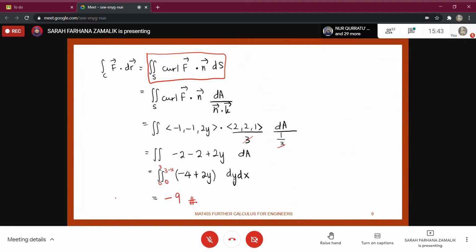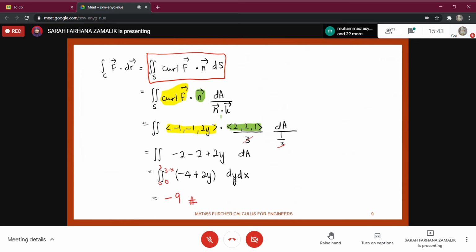Masukkan je komponen yang kita dah cari tadi. So that's why buat asing. Nanti baru masukkan. Kalau tak serabut kalau tulis semua kat sini. So curl F, which is the vector negative i minus vector j plus 2yk. So that is your curl F. Lagi, dot with unit normal n. So unit normal n kita tadi 2 to 1 vector 2i plus 2j plus k vector. Divide by 3 okay tadi sebab unit normal dah kira tadi. And then dA kat sini tak apa, jangan tulis lagi sebab awak belum substitute boundary lagi kat sini.